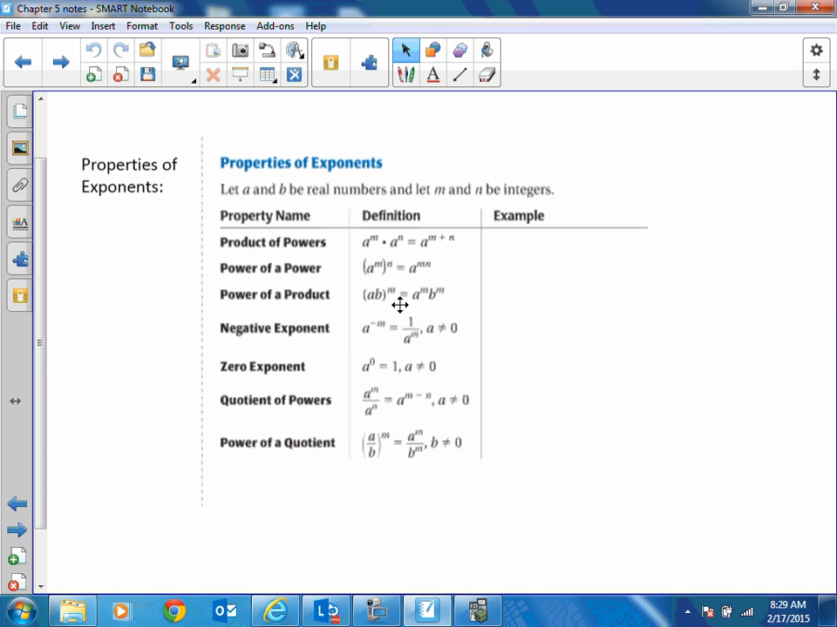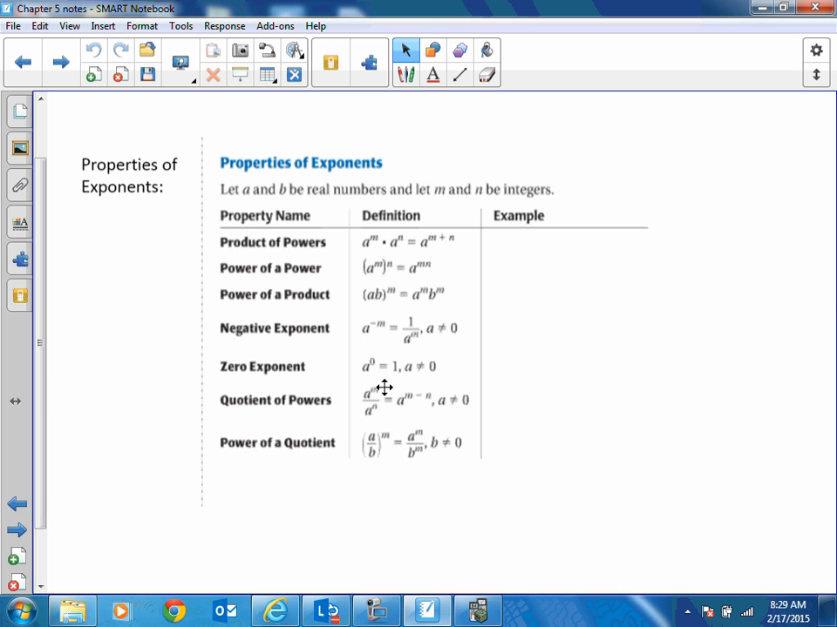When you have power of a product, it's almost like the distributive property. You put the exponent with each factor. Negative exponent: we'll talk about the rules for that maybe in class a little bit more, but if you have a negative exponent, it makes it the reciprocal. So a to the negative m is equal to 1 over a to the m. It does not make it negative, which is a common mistake a lot of people make. A to the 0, anything to the 0 power is 1 except for 0, and we can talk about why that is in class as well.